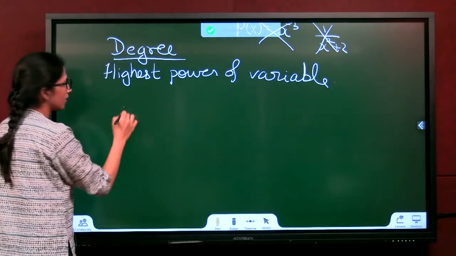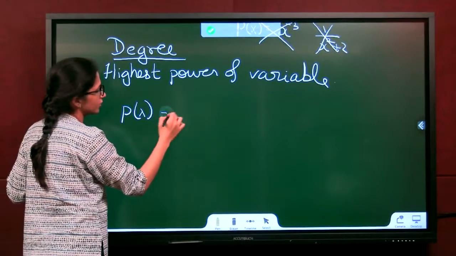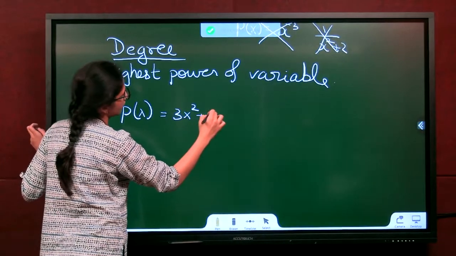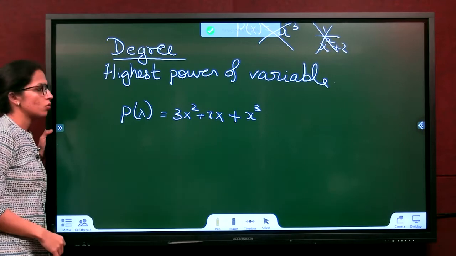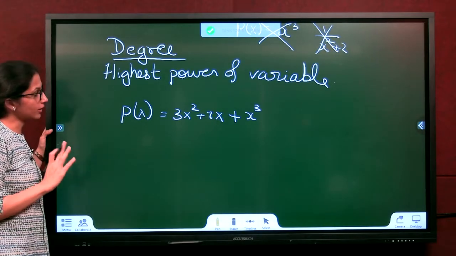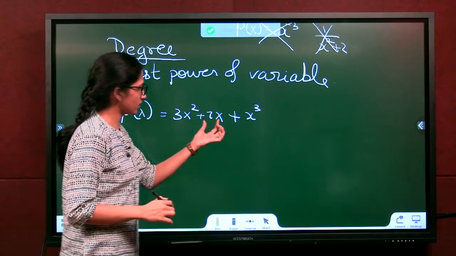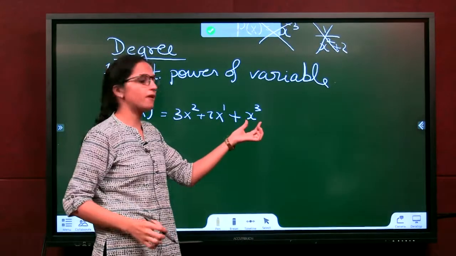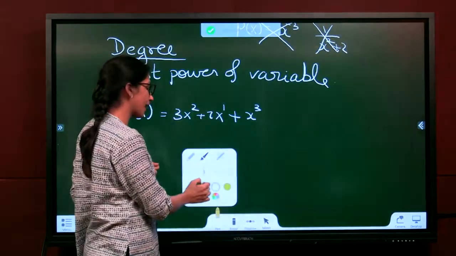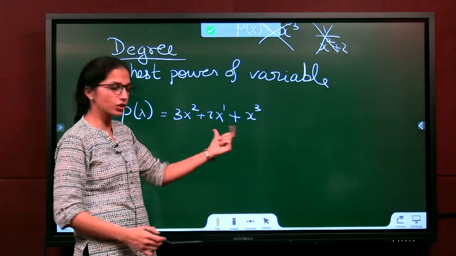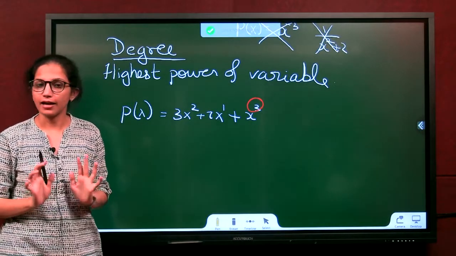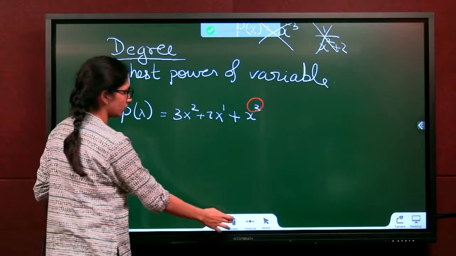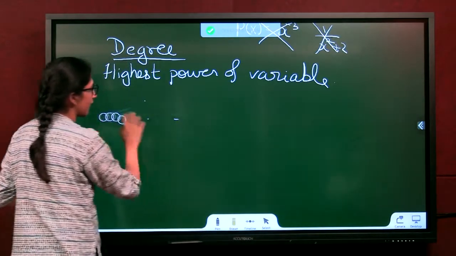For example, if I have p of x is equal to 3x square plus 7x plus x cube, what is the power of x here? 2. What's the power of x here? 1. What's the power of x here? 3. What's the highest power of x in the whole expression? 3. So the degree of this polynomial is 3. Understood the meaning of degree? So now what are the different polynomials that we have?